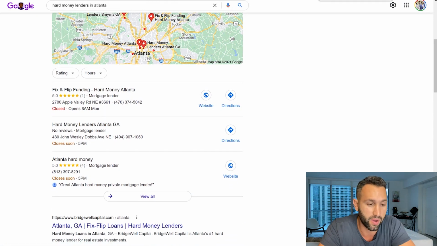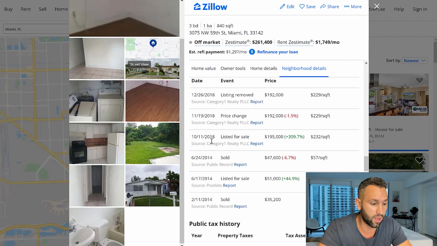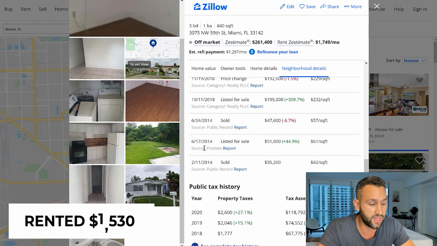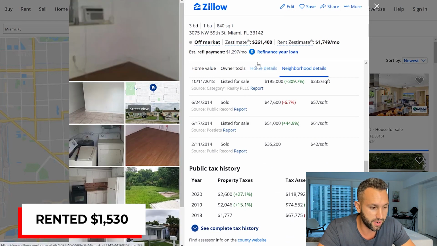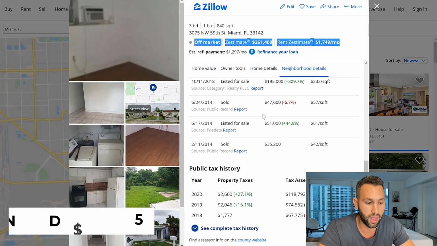That's OPM, okay? So that's just a way how I did $10,000, fixed it up, got it rented. I still own it today. It's rented now for $1,530 a month. And as you can see here, this estimate is $261,000, so it's worth a lot more now, okay?